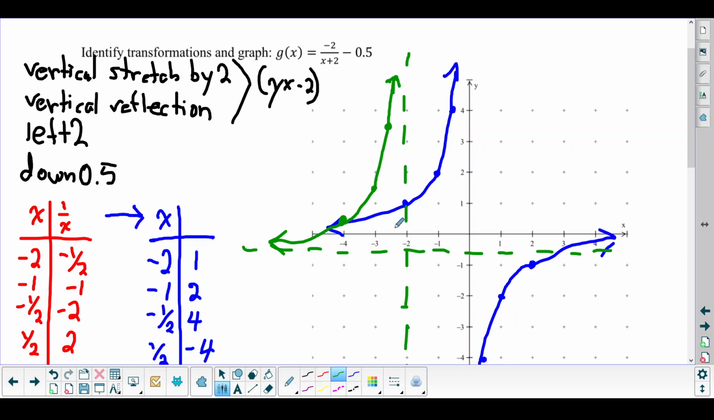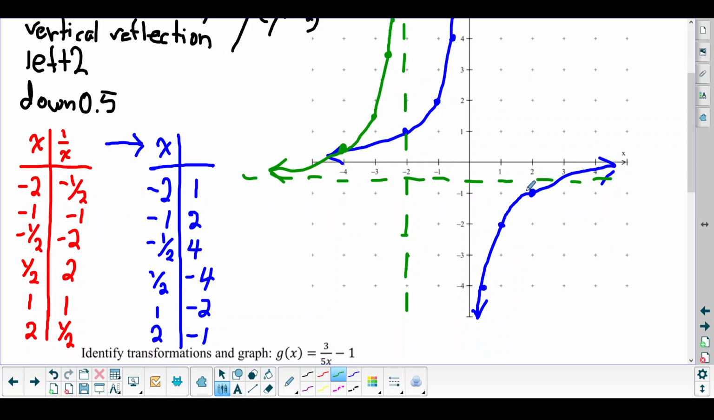Okay. And left 2, down a half. So 1, 2, down a half. Right around there.